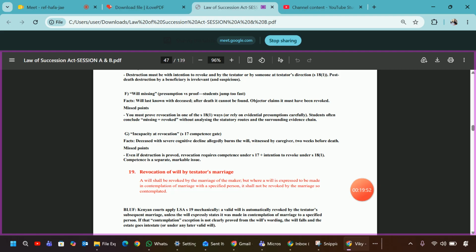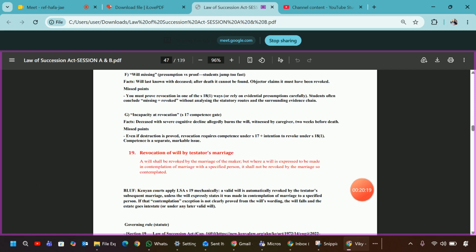So this is a bit technical. I can reiterate that where the deceased had severe cognitive decline, allegedly burns the will, witnessed by caregiver 2 weeks before her death. Even if destruction is proved, revocation still requires competence under Section 17 plus intention to revoke under Section 18(1). Competence is a separate markable issue.